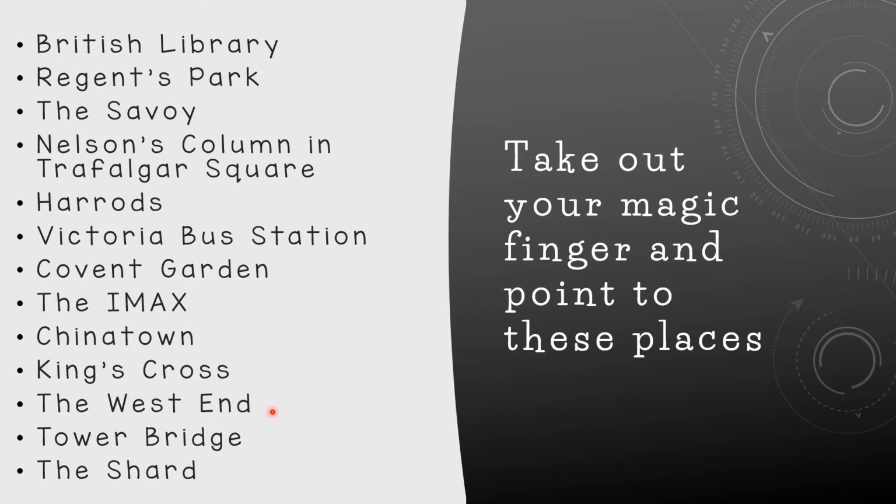And then you go down. Can you see the picture of the mask? That represents the West End. The West End is London's theatre district. It's where people have plays, people have performances.